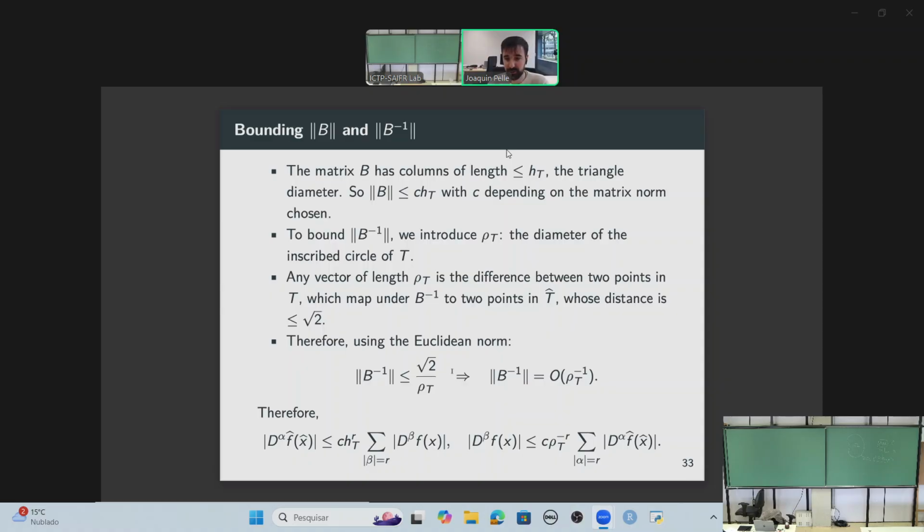And this factor here doesn't really matter. What we want to know is just how this scales. This is what I was saying, how the bounds here will depend on the properties of the triangle. So we have this one here, which depends on the diameter of the triangle, and this one here, which depends on the radius of the inscribed circle.